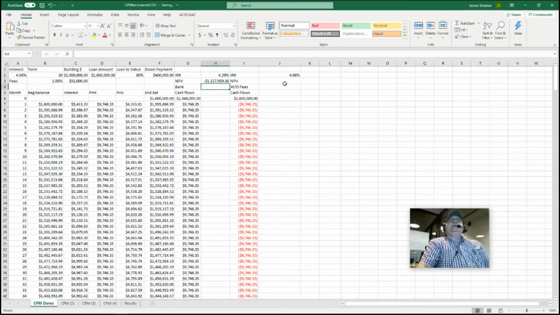Now that's our net present value. Now let's just take a look at it here. Now in this particular case, here we go. Let me go ahead and get this done here real quick. I'm sorry. And there we go.